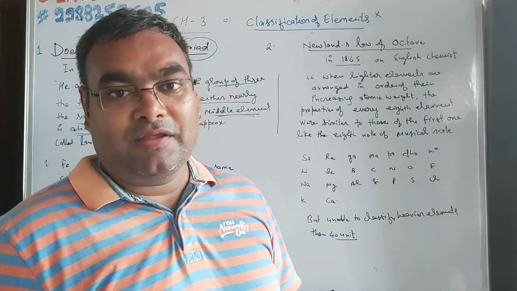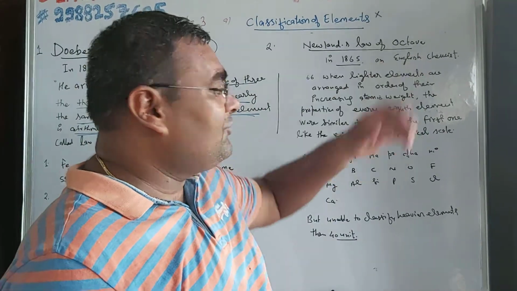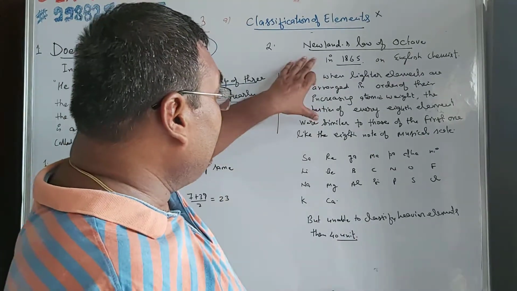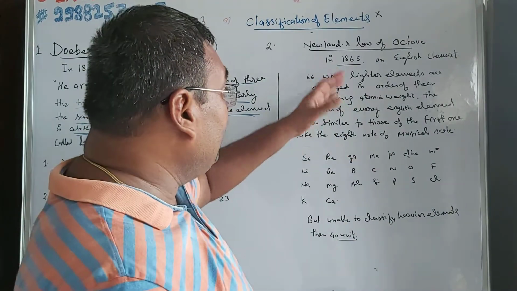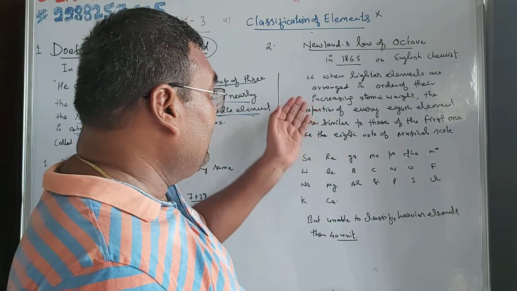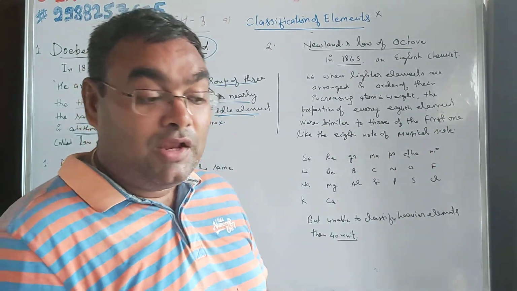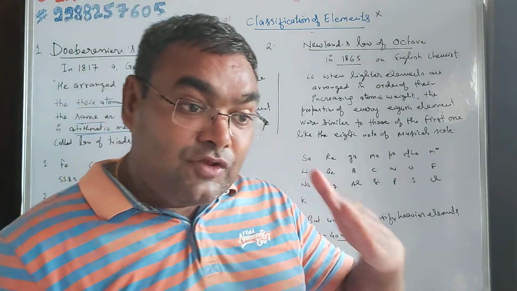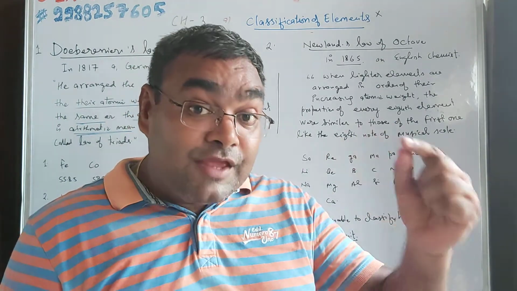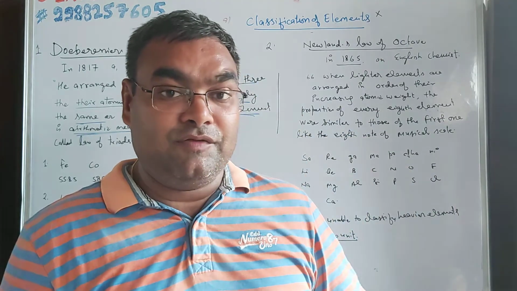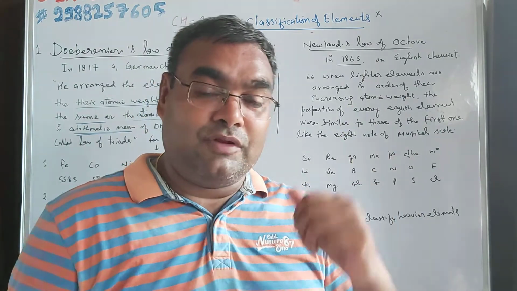Newlands' law of octaves came into existence. Newlands is an English chemist, British, not German. He arranged lighter elements basically, not heavier elements, in order of their increasing atomic masses. This is the first periodic classification. Newlands arranged the elements in increasing order of atomic weights and found that every eighth element has almost similar chemical and physical properties as the first one.